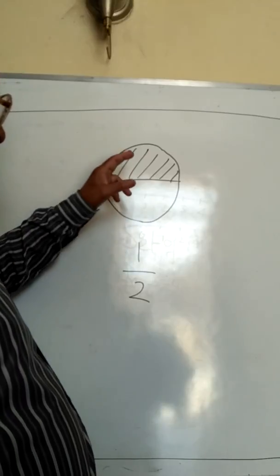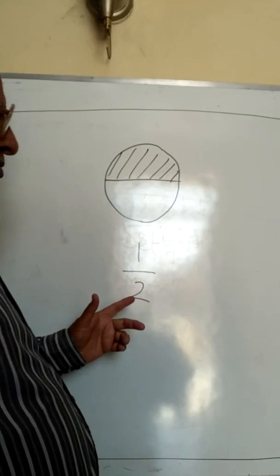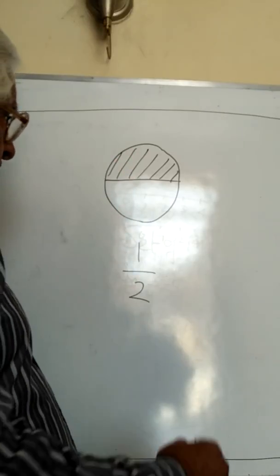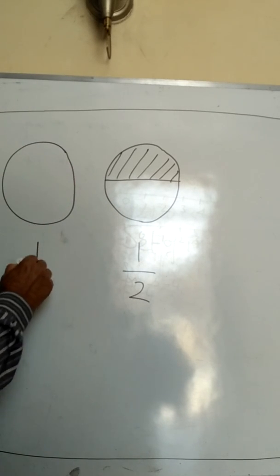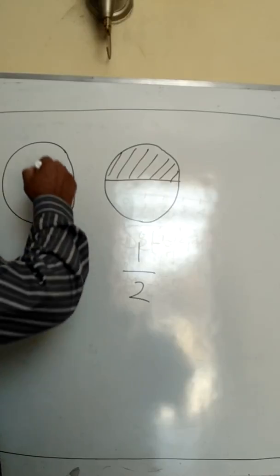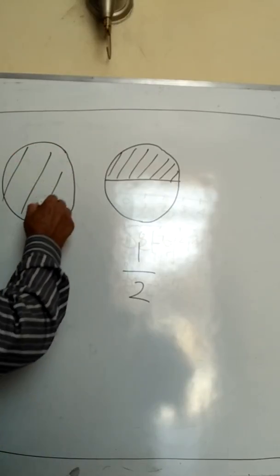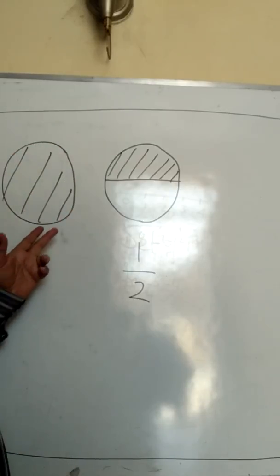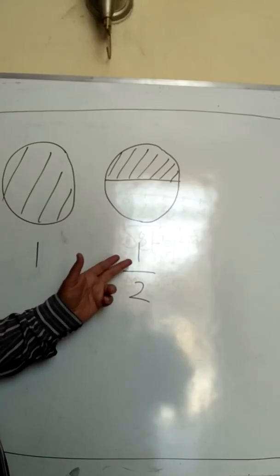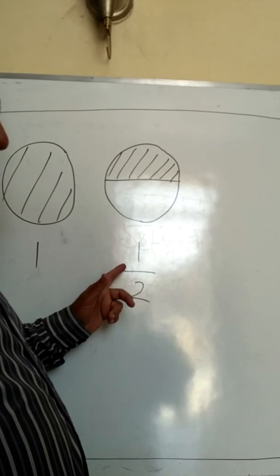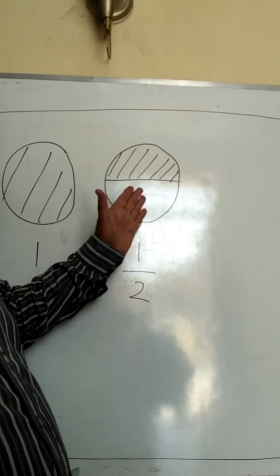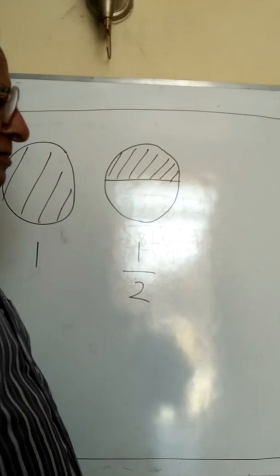This is 1 by 2. Shaded portion is 1 by 2. Previously, it was like this only. It was one full, this whole thing. This is 1, but this is half, 1 by 2. This is one full, this is half. I can further divide it into 4 parts. See.